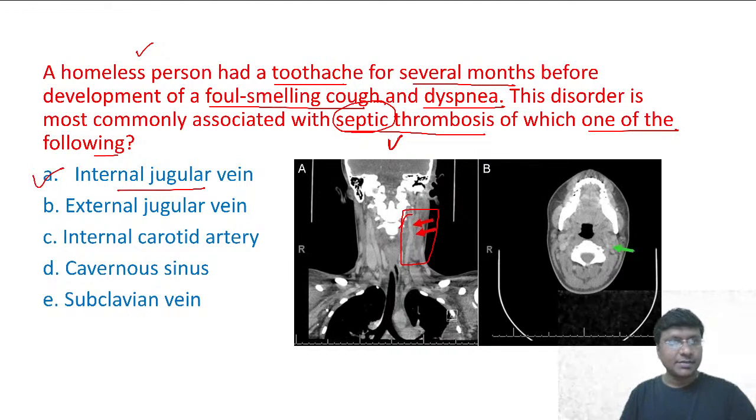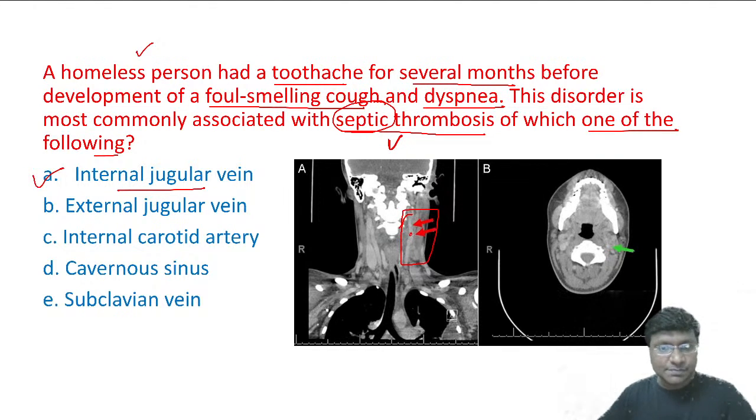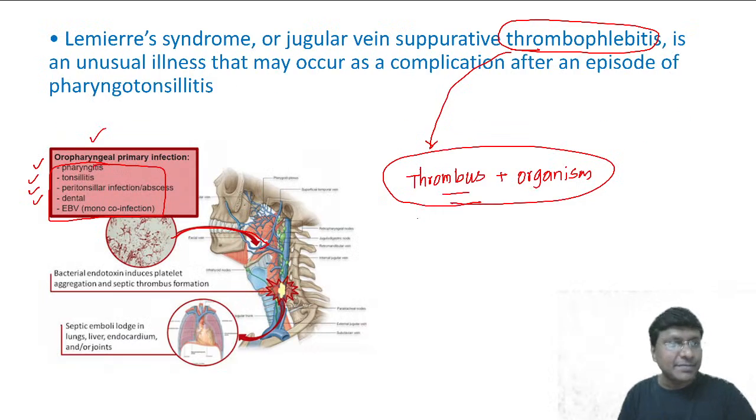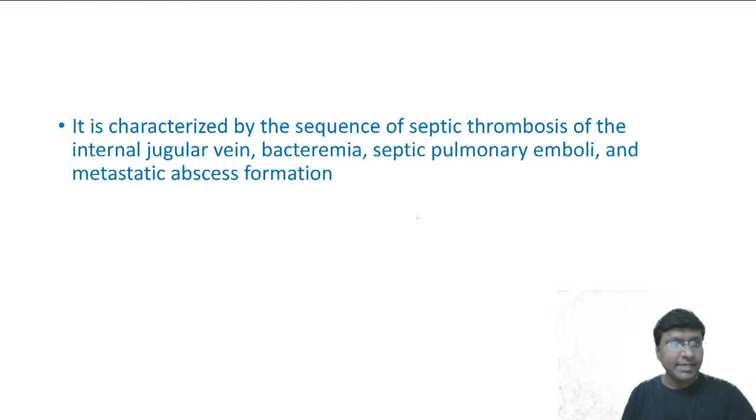Remember, in this Lemierre syndrome, what am I very much worried about? I am very much worried about this septic thrombus, because it can undergo embolization. Once this septic thrombus undergoes embolization, that is what I am very much worried about. That is embolization. So now what will I do?